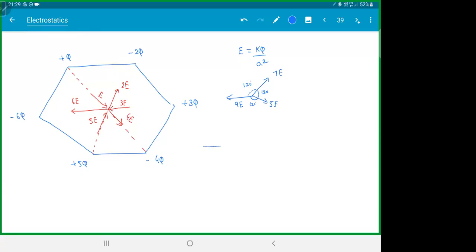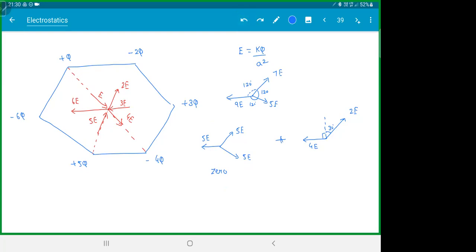I can write this as 5E, 5E, and 5E, plus 4E will be left over because 9 minus 5 is 4. And this is 7 minus 5, which is 2E. This angle is 30 degrees because the total is 120. This will be 0, no? If three vectors of the same magnitude make 120 degrees with each other, they cancel out. Equilateral triangle.